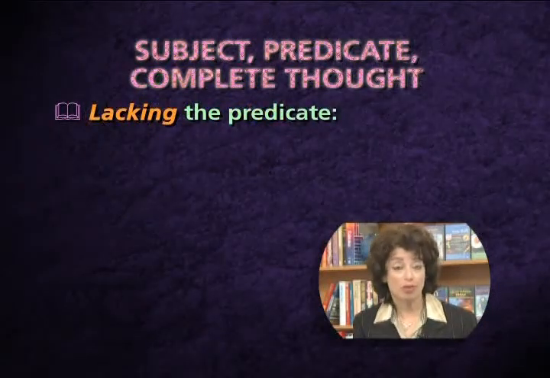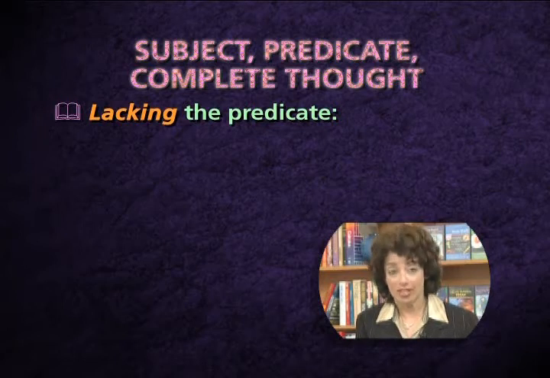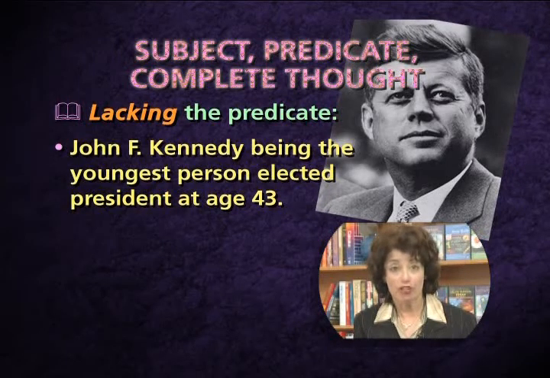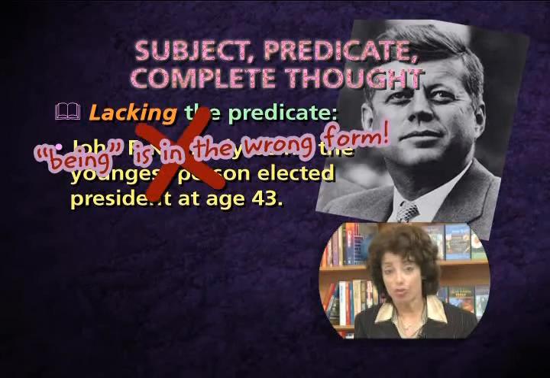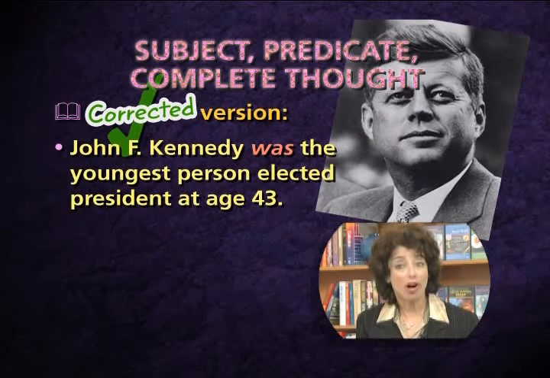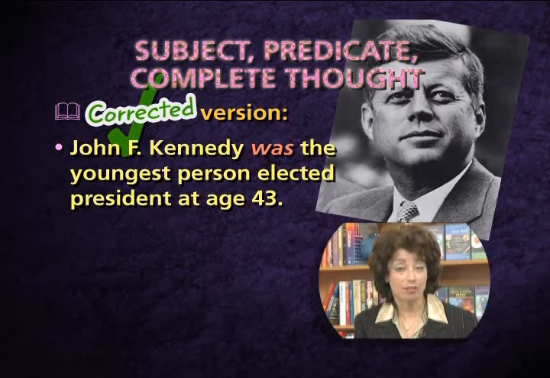Here's an example of a word group that is lacking the predicate. John F. Kennedy being the youngest person elected president at age 43. Being is in the wrong form to be a complete verb. Here's the corrected version. John F. Kennedy was the youngest person elected president at age 43.